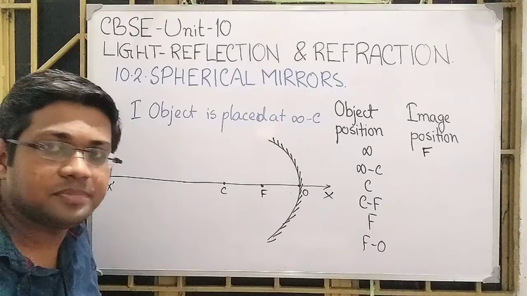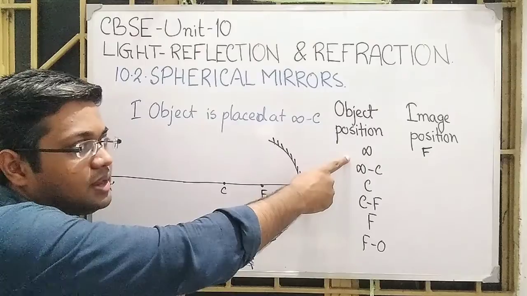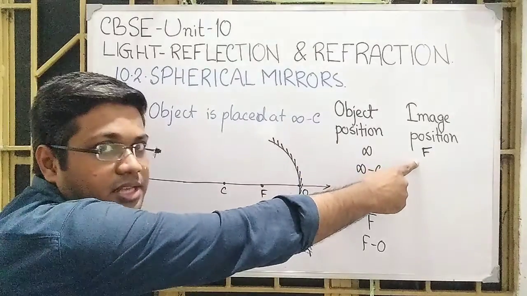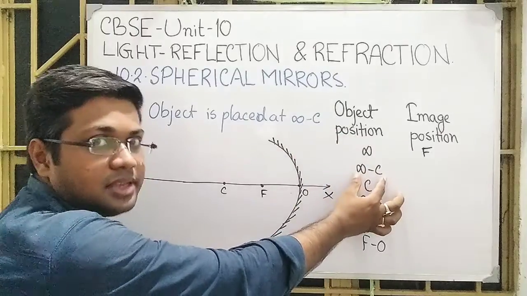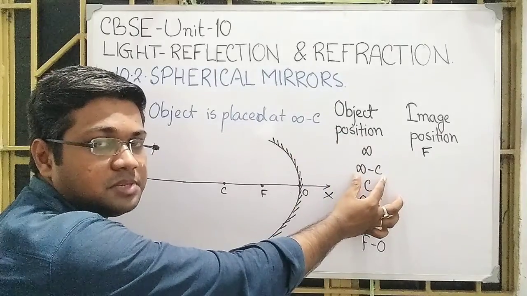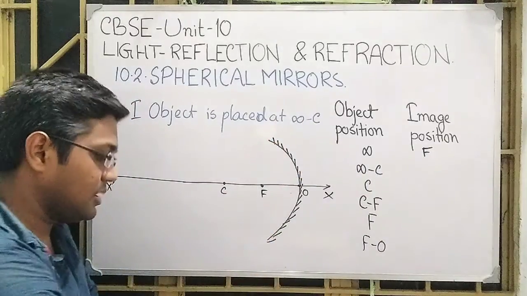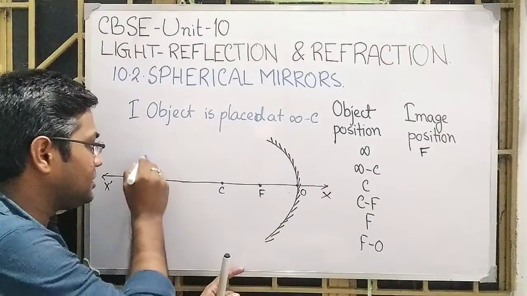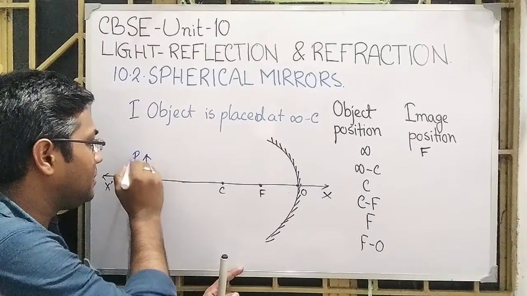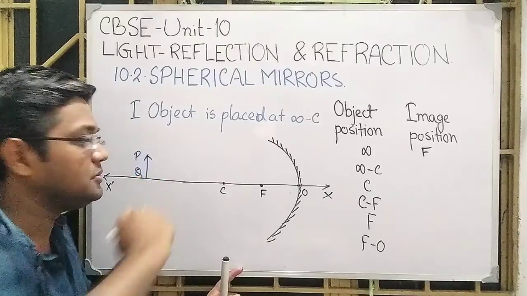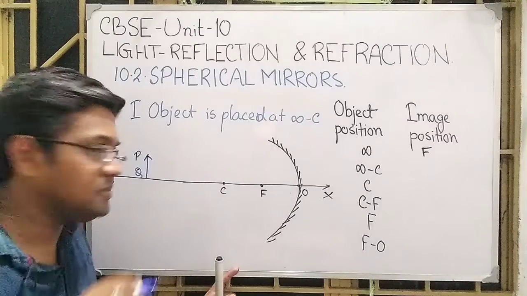So you can see that there I have filled up one position. If the object position is at infinity, the image position is at the focus. Okay. Next, I have taken the second one. If the object is placed between infinity and the center of curvature. Okay. So I can consider the object is here, and I can denote it by capital P and capital Q.